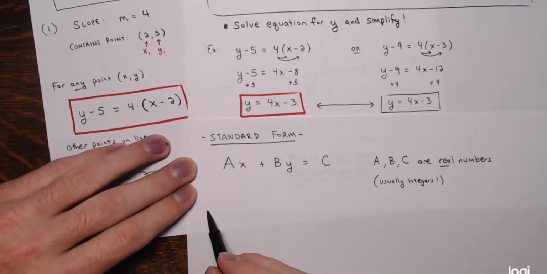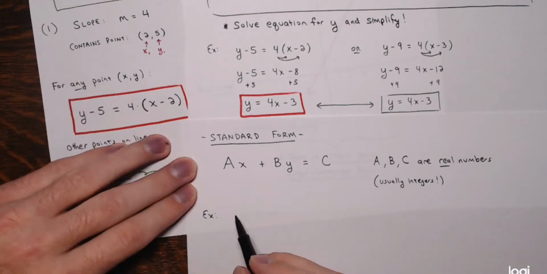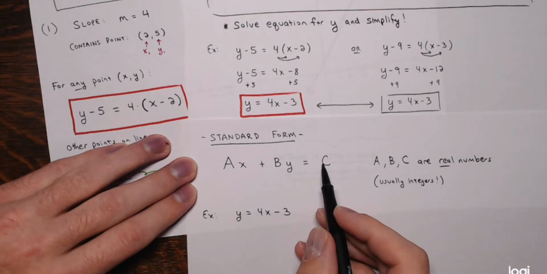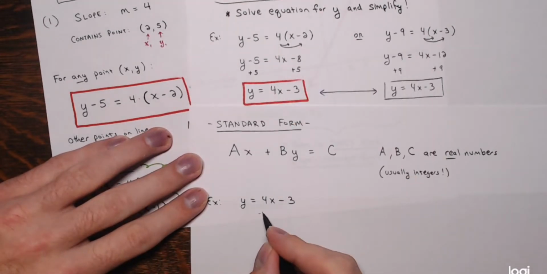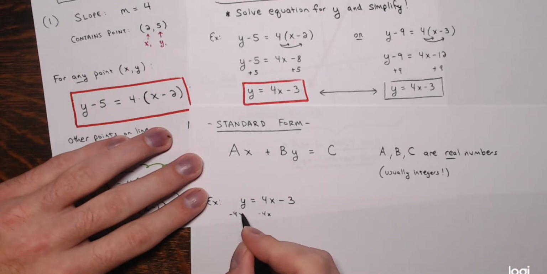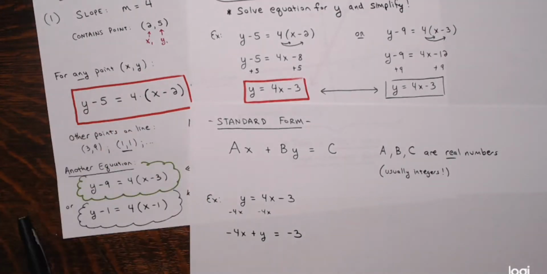So for example, the equation of the line we've been getting from example 1 here, we have y equals 4x minus 3. All I need to do to put this equation in standard form is subtract 4x. Get the x and y terms to the same side. So we have negative 4x plus y on the left equals negative 3. And there you go.